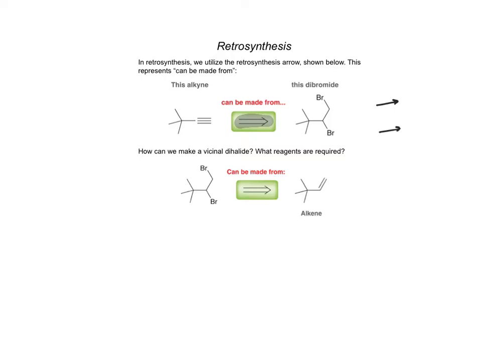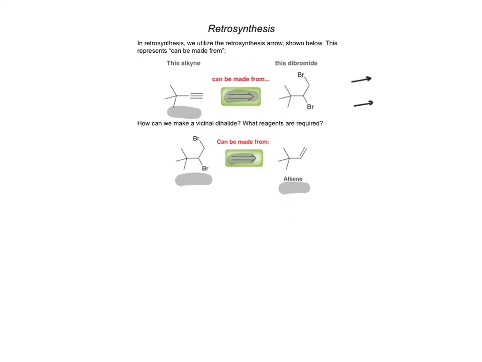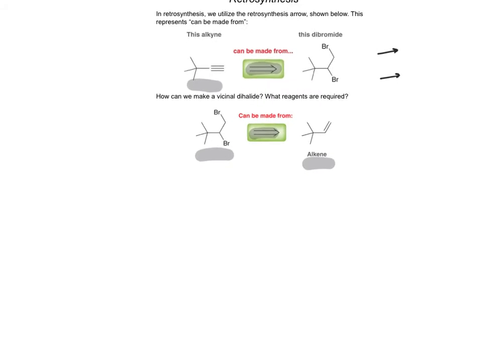It's going to help us understand how we can make our desired product starting from whatever material is required to make it, right? So in this retrosynthesis type problem, I would take my alkyne, I would have my retrosynthesis arrow, and that's supposed to be signifying this thing can be made from this thing. So then in our second retrosynthesis step, that vicinal dihalide, if we use our retrosynthesis arrow, can be made from an alkene, okay?